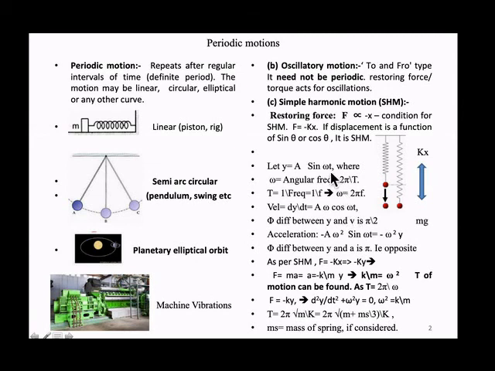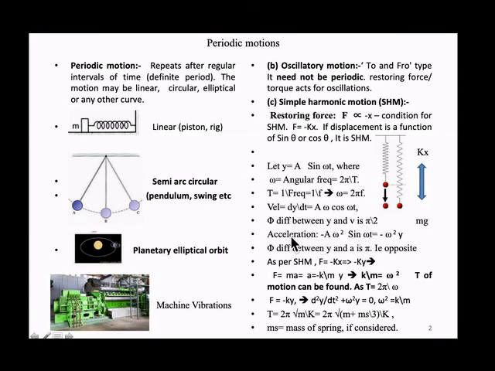So there is a phase difference of pi by 2 between displacement and velocity. That means when displacement is full, velocity is 0. When displacement is 0, velocity is maximum. Pi by 2 means sin pi by 2 is 1, cos pi by 2 is 0, and when sin 0 is 0, cos 0 is 1. So they behave in an alternating manner.